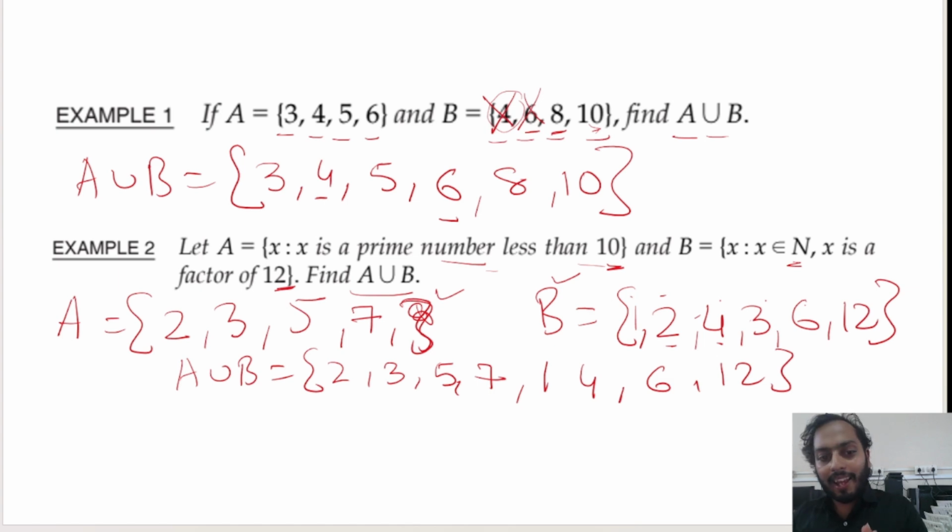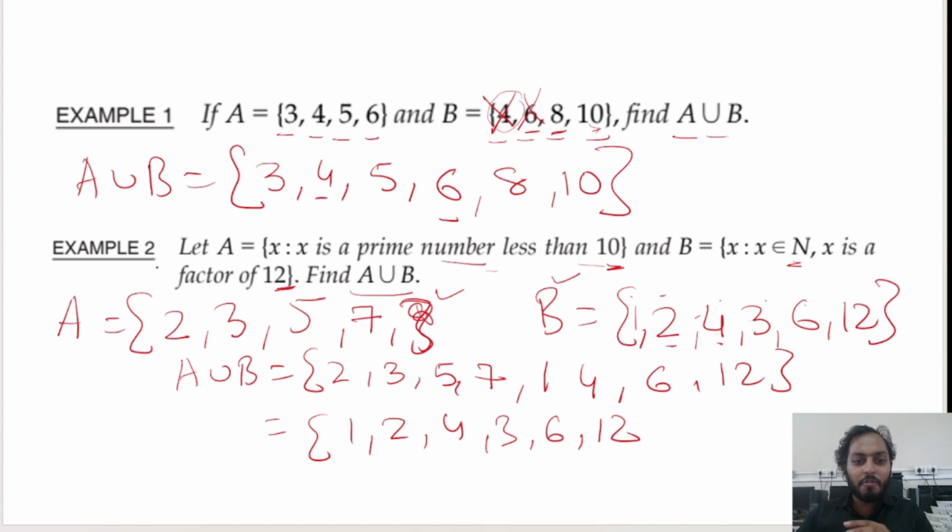So if you allow me, when I'm finding A union B, can I write down my B set first as it is? Because then I have fewer elements to check. If I write A, only 4 elements 2, 3, 5, 7, then I need to check the remaining 6 elements, whether they are repeated or not. But if I write down my big set first, 1, 2, 4, 3, 6, 12, then I need to check only 4 elements. Here is a 2 which already came, here is a 3 which already came, here is a 5 not came, and the 7 not came.